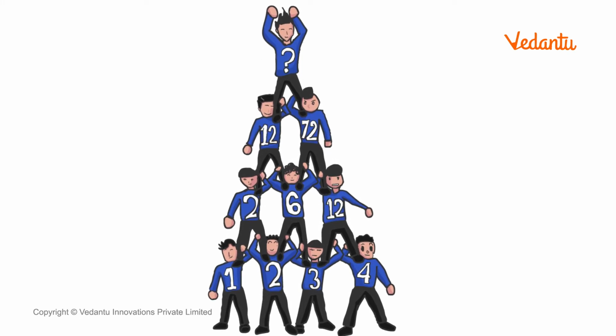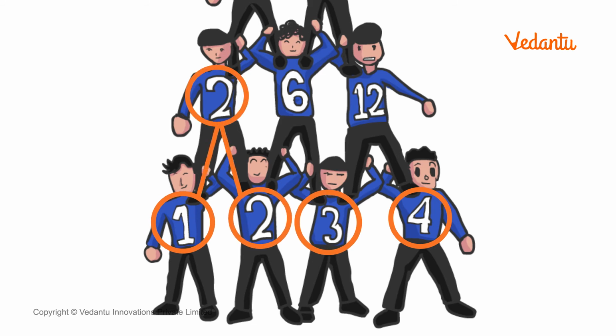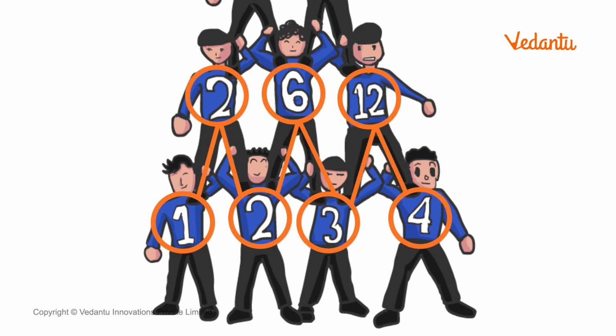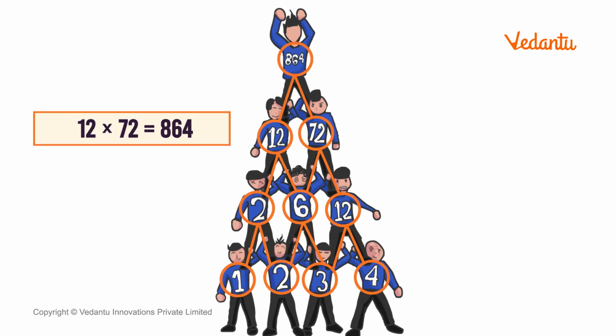The acrobat team is making a human pyramid. Look at the numbers on their shirts carefully. Can you see that the numbers are related? The bottom row has 1, 2, 3, and 4. The numbers on the above row are multiples 1 and 2, 2 and 3, 3 and 4. The numbers on the row above it are further multiples. Can you guess what is the number on the top of the pyramid? Yes, 864.